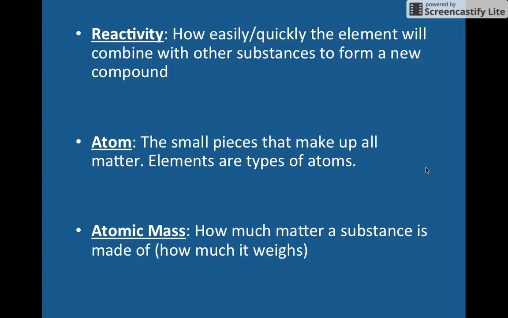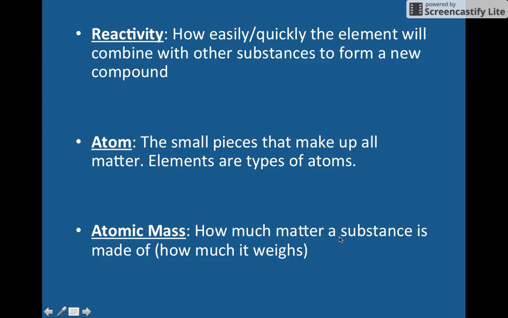Reactivity is just how quickly an element or a substance reacts, how easily it reacts, right? And we said if something's more reactive, it's going to be more likely to have a bigger visible reaction, like an explosion or a fire, something like that. Atom. Matter is broken up into really small pieces. The smallest piece of matter you can possibly have is an atom. All these elements we're learning about are simply different types of atoms. We're going to learn much more about this in the coming days.